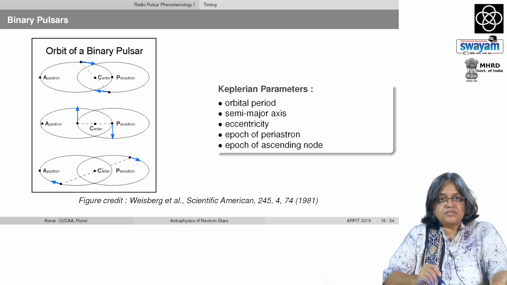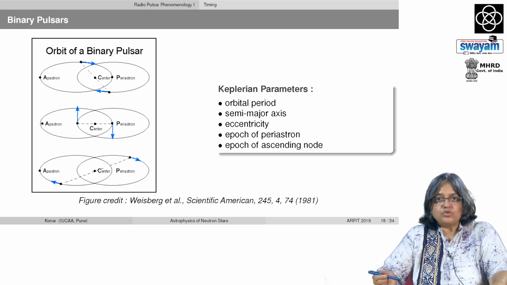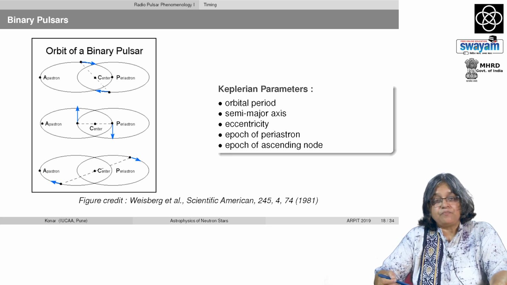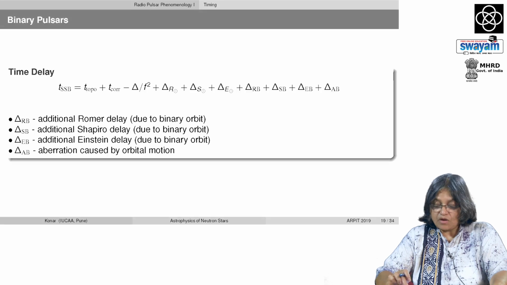binary systems are very important to us, because careful timing of such binary pulsars allows us to measure various Keplerian parameters like orbital period, semi major axis, eccentricity, epoch of periastron and epoch of the ascending node. So, all these parameters allow us to very precisely determine the mass of the neutron stars, as we have discussed in passing in the previous lecture. So, that is why accurate timing of binary pulsars is very important.